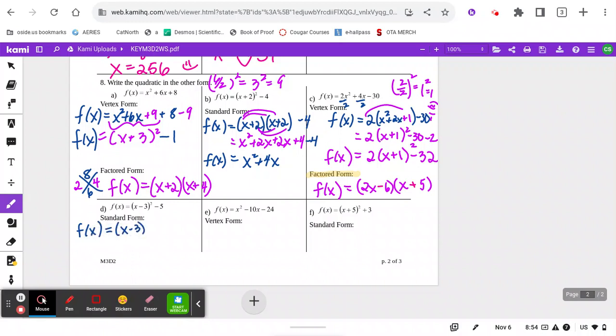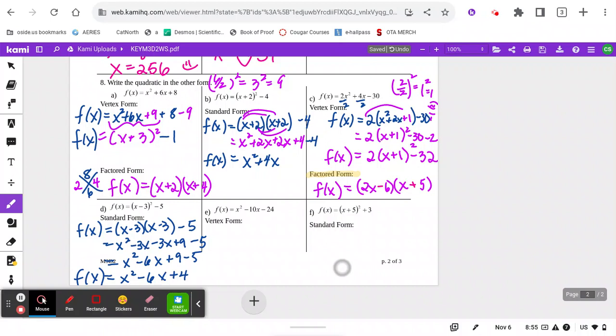So this x minus 3 squared stretches out to be FOILed. So we get x squared minus 3x plus 9. And that negative 5 is just chilling at the back. So 9 minus 5, and my final answer becomes 4. This went from vertex form into standard form. Here's one that wants us to go into vertex.